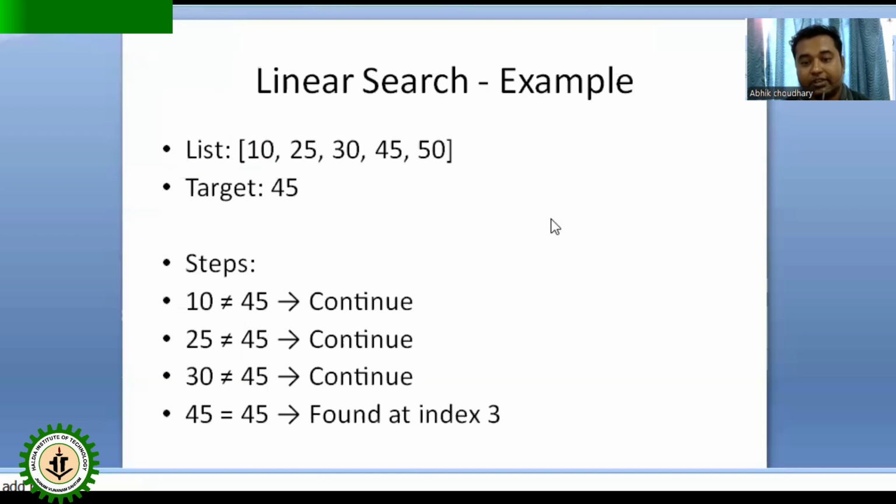Let us take one example of linear search. This is the array. We consider an array of 5 elements: 10, 25, 30, 45, and 50, and we have to find 45 in the array. So let's start the searching. We compare: is 10 equal to 45? No, then continue. Then move to the next element of the array.